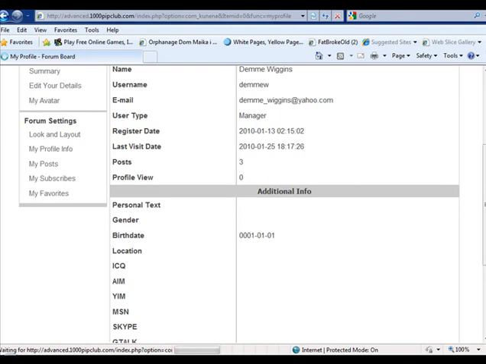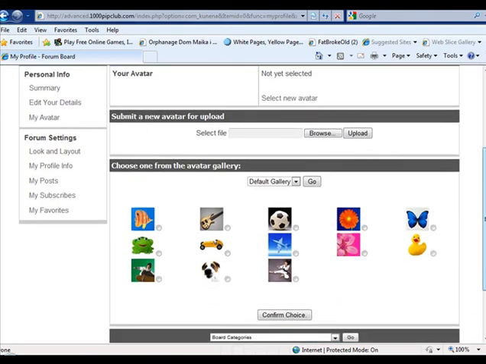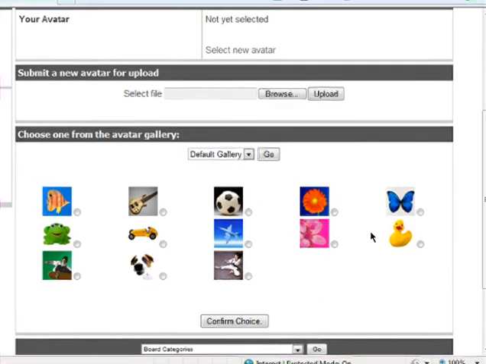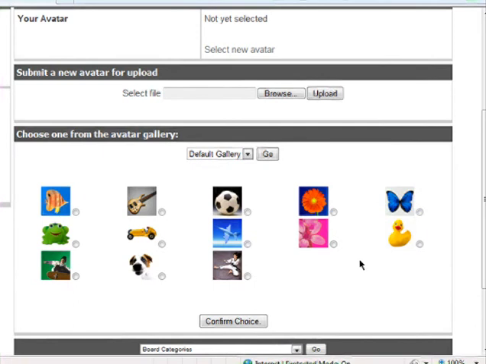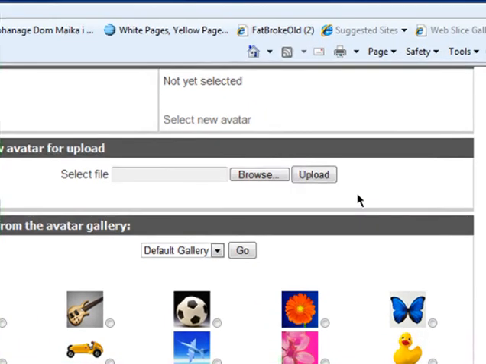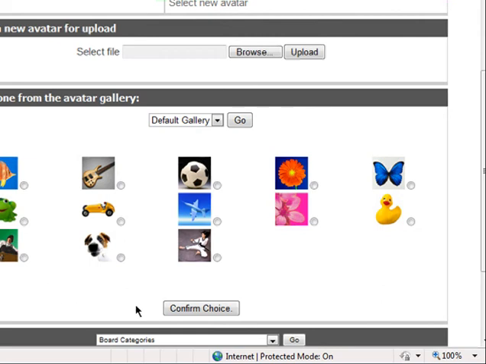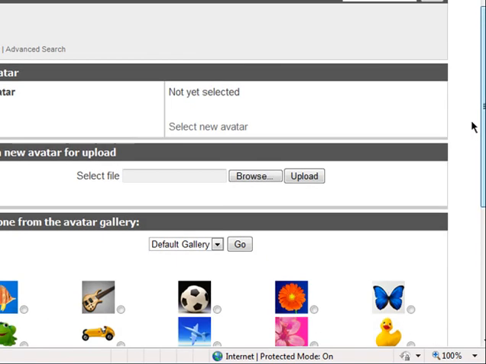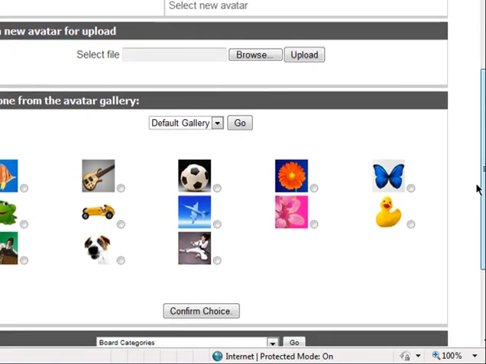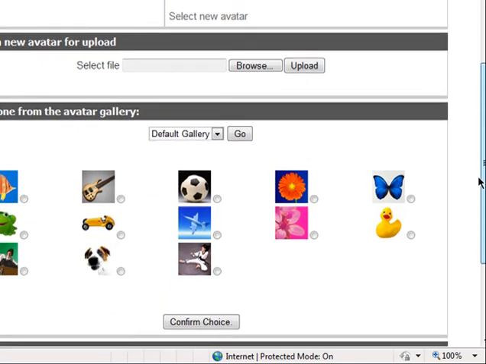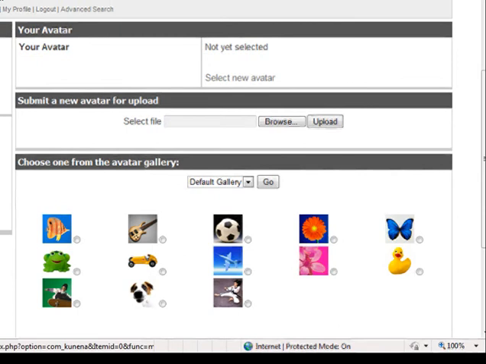But I have an option to put in an avatar, and I can choose one of these pictures. I can submit a new one for upload, so I can go out on the internet or on my own PC and pick it up and bring it on. Or I can choose one of theirs, or I can just go without. I'm probably going to pick one. A lot of people want to put their pictures on there. I'm thinking about it. I'll let you know.